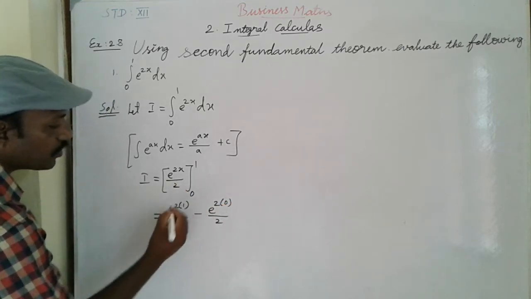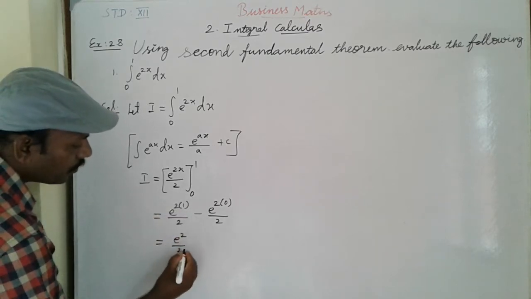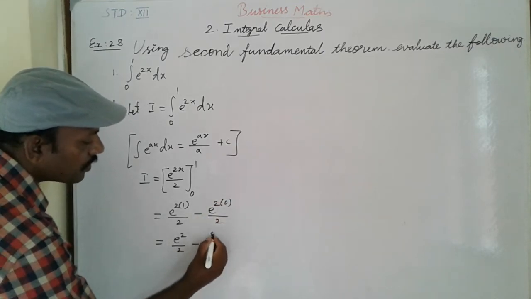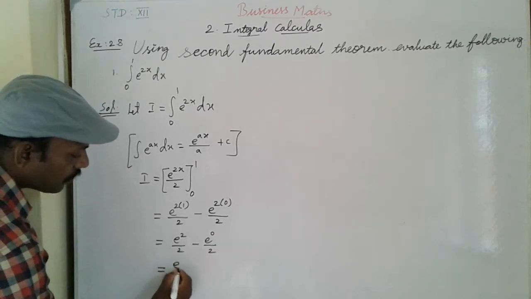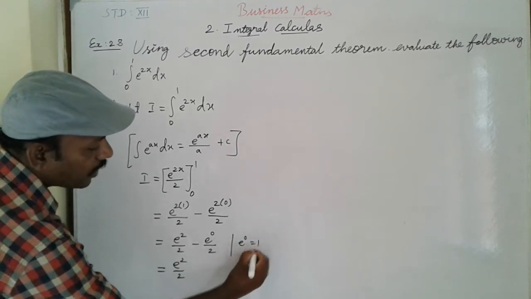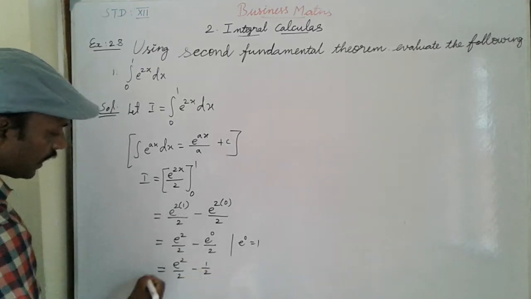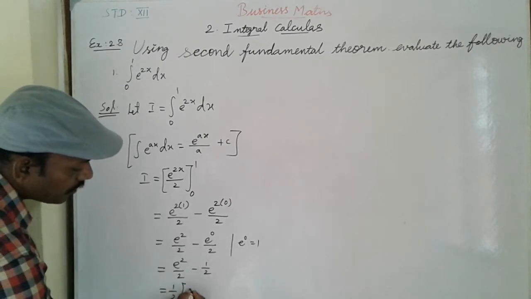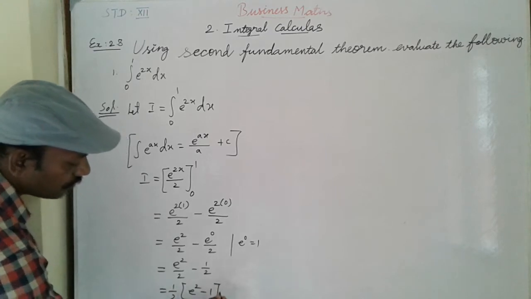So we substitute here. 2 into 1 is 2, so e square divided by 2, minus e power 2 into 0, which is 0, e power 0 divided by 2, equals e square divided by 2. We know that e power 0 equals 1. Substituting this value, minus 1 by 2. We take 1 by 2 as common. What is remaining? e power 2 minus 1. That's all.